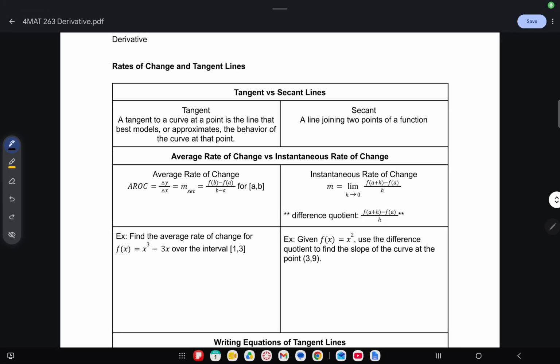Right, so we're going to start talking about a derivative. And so what I kind of need to bring up is the rates of change and tangent lines, because a derivative is the slope of every tangent line you can make across a function. So there's two different kinds of lines that we can talk about. We have tangent lines and secant lines.